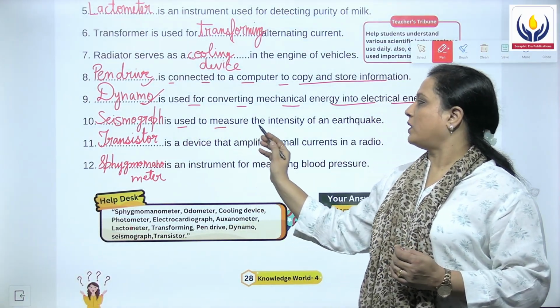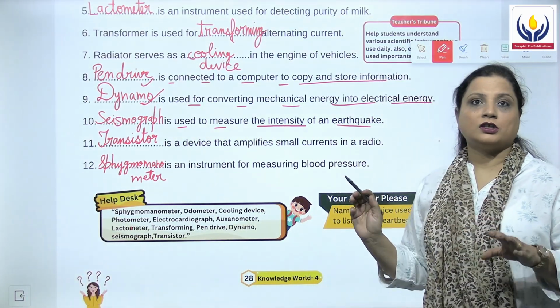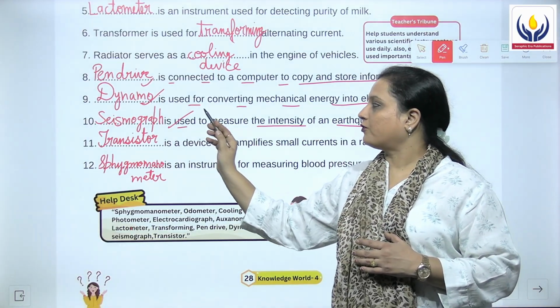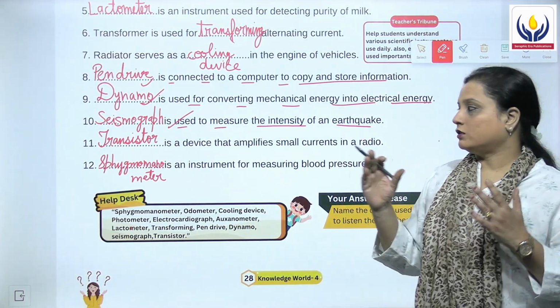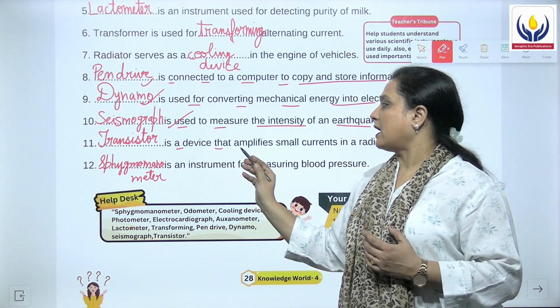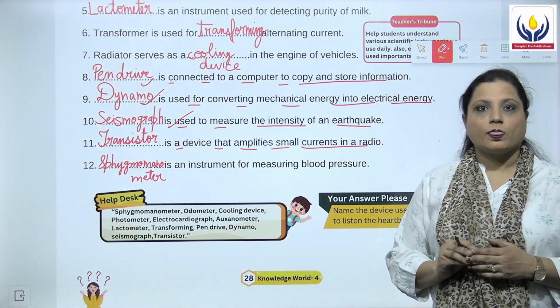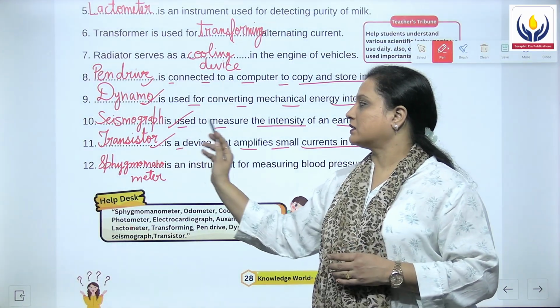Dash is used to measure the intensity of an earthquake, and the answer is seismograph. Next we have dash is a device that amplifies small currents in a radio, and the answer is transistor.